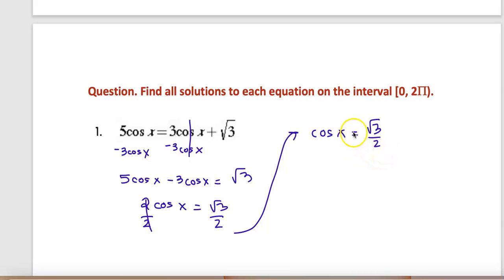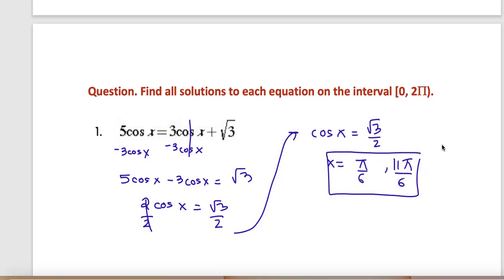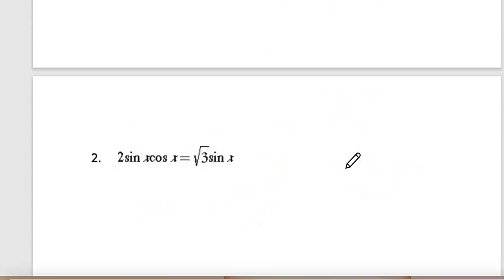So what it tells me is I'm looking, on the interval 0 to 2 pi, for when my cosine is equal to radical 3 over 2, and this is at x equal to pi over 6 and x equal to 11 pi over 6. So at these two places my cosine is radical 3 over 2. So this is how we solve the equations over here. Let's try one more question.